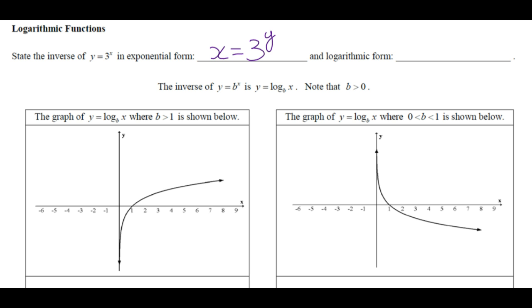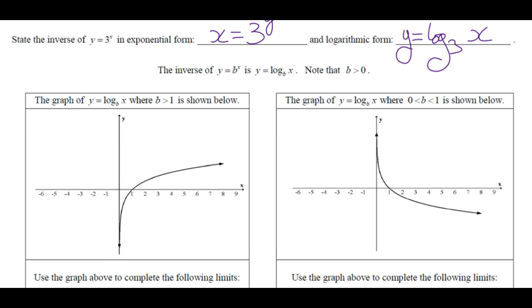So to do that, we created something called a logarithm. How do I change this into logarithmic form? It becomes y equals log base 3 of x. Okay, so that is the logarithmic equivalent of the inverse of the exponential function, written in the form y equals.